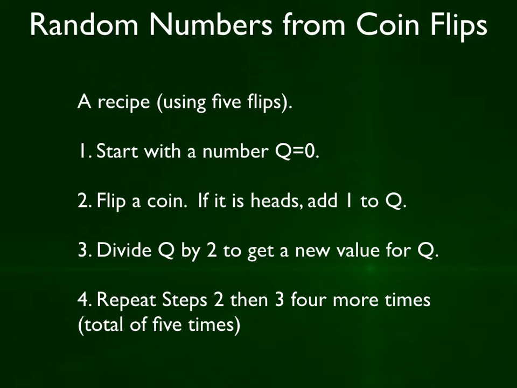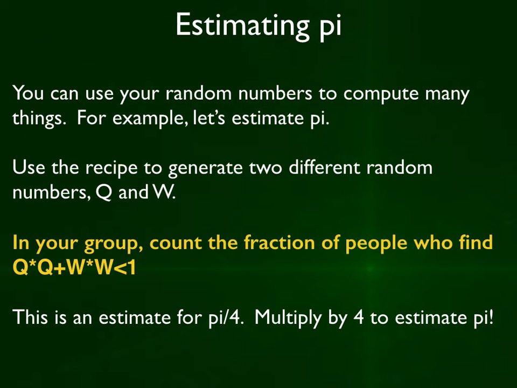Start with a number, we'll just call this Q, and set it equal to 0. Flip a coin. If it is heads, add 1 to this number. Divide this number by 2 to get a new value for this number, and repeat steps 2 and 3, 4 more times. What you should find is a number with roughly equal chance to be anywhere between 0 and 1. The amazing thing is that just about any other kind of random number you would want can be generated by these standard random numbers. You can use your random numbers to compute many things.